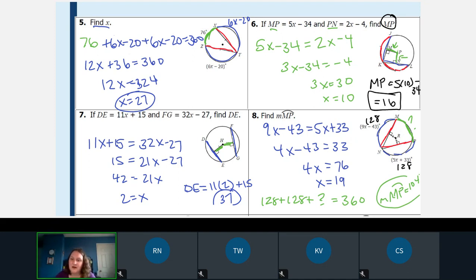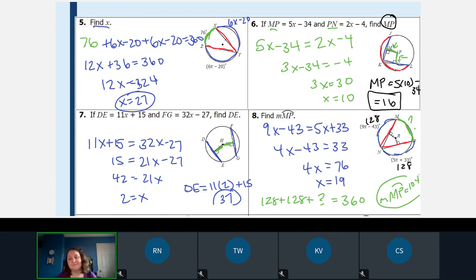The measure of arc MP would be in degrees. Arcs, the measure of arcs, just like the measure of angles, are in degrees. The length of the arc would be in a unit, like inches or centimeters or something. But the measure, when I say the measure, I'm talking about how many degrees it is. Very good questions. On an assessment, I take care of that unit for you. So don't worry about typing the degree symbol in an assessment. I take care of the unit for you.